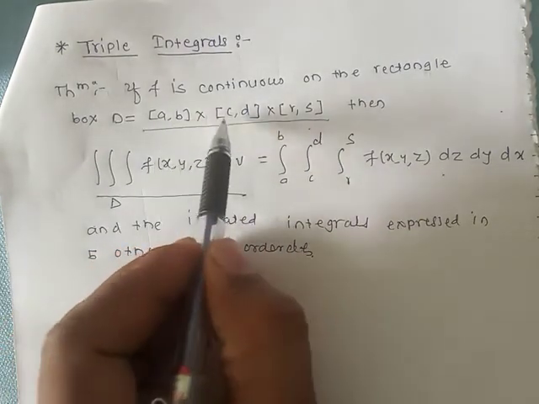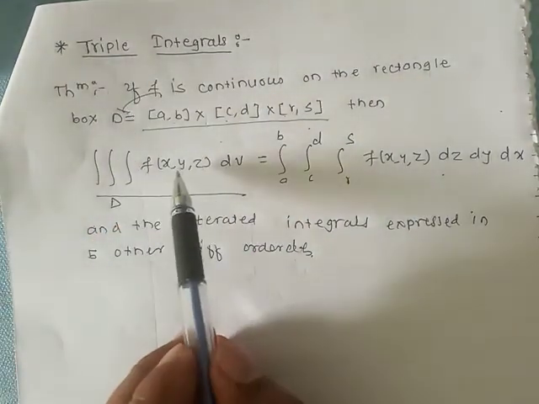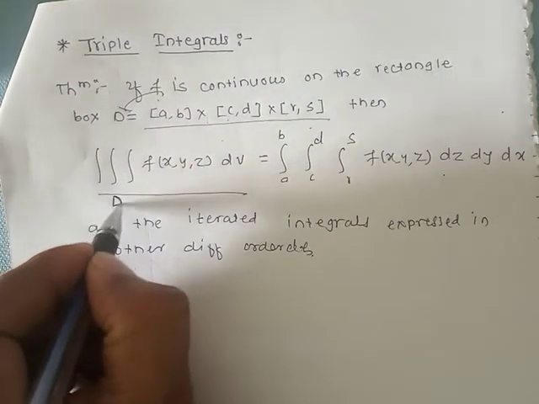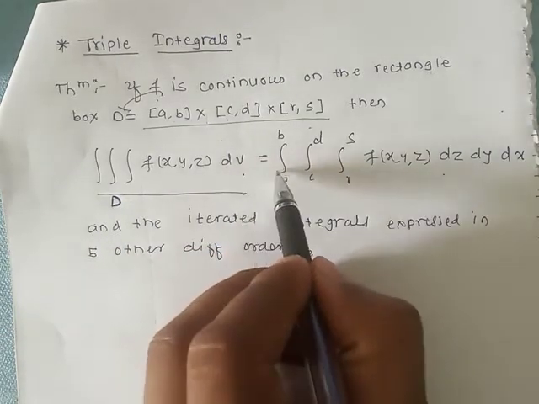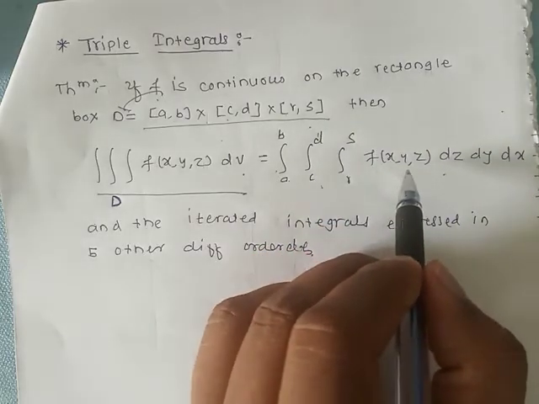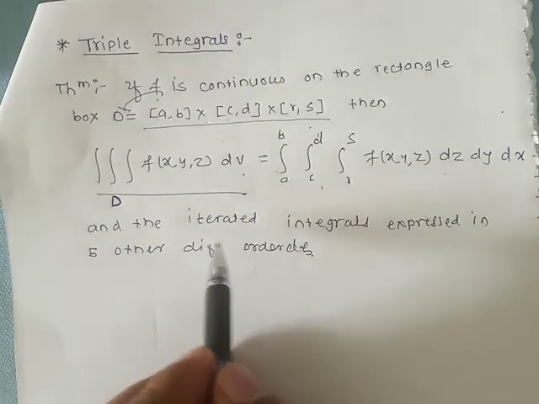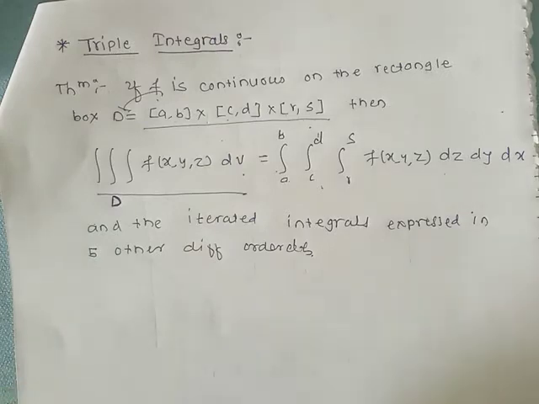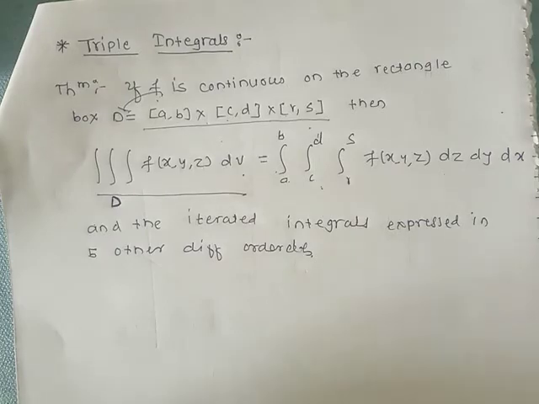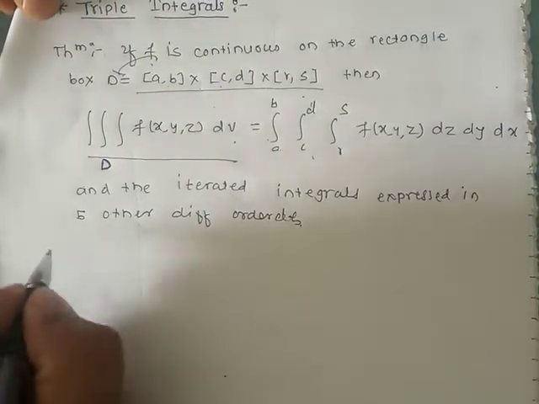box [a, b] cross [c, d] cross [r, s], and f is a continuous function defined on this rectangle D, then the integration of this continuous function f over this rectangle with respect to dV is equal to the integration from a to b, integration from c to d, integration from r to s, f of x, y, z with respect to z, with respect to y, and with respect to x. And the other iterated forms can be expressed in the following types for this triple integration of f over D. Now we have one example on this theorem.